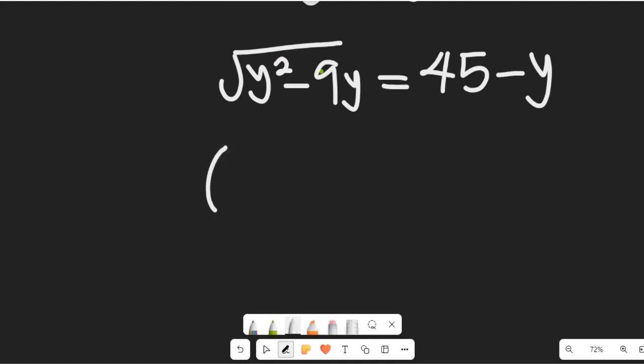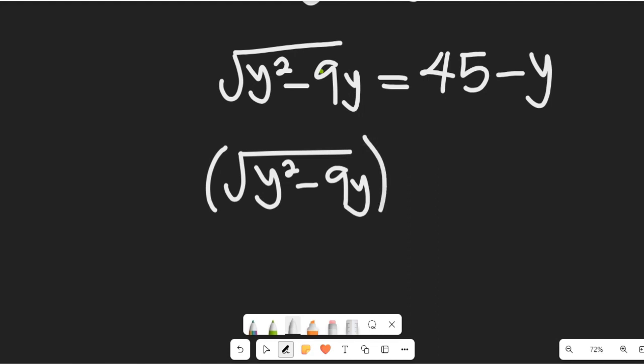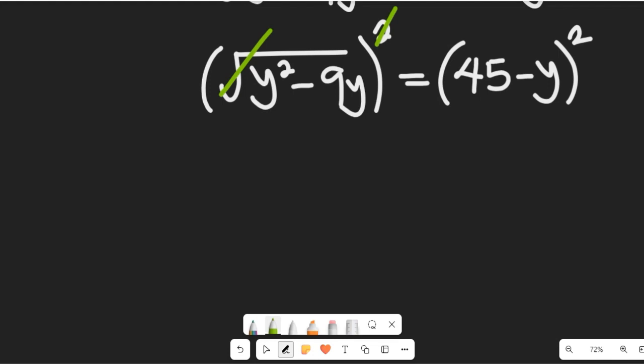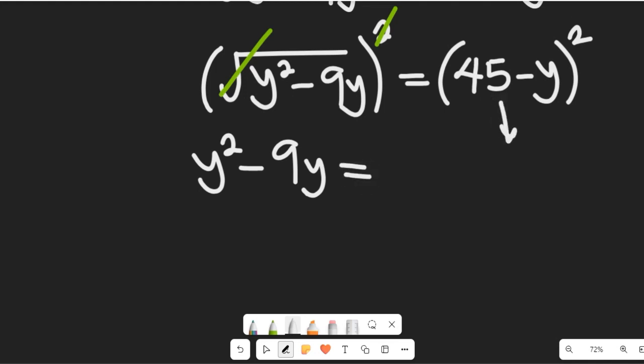If I square both sides, I'll have the square root of y squared minus 9y, all squared, and then I'll have 45 minus y, all squared. So from here, this will simply clear the square root, and then I'll be left with y squared minus 9y, and this will be equal to, recall one algebraic law.